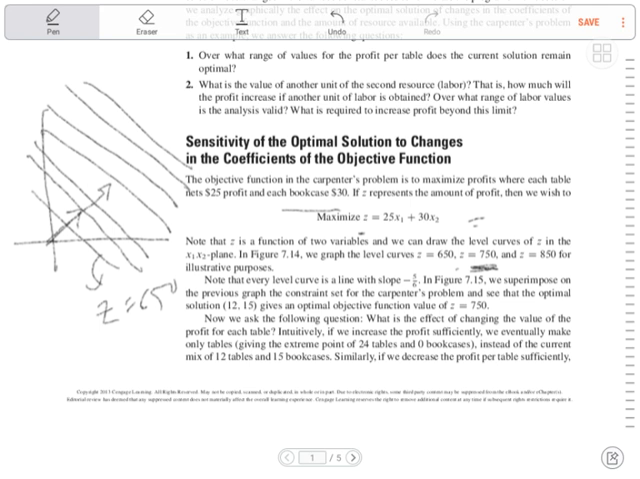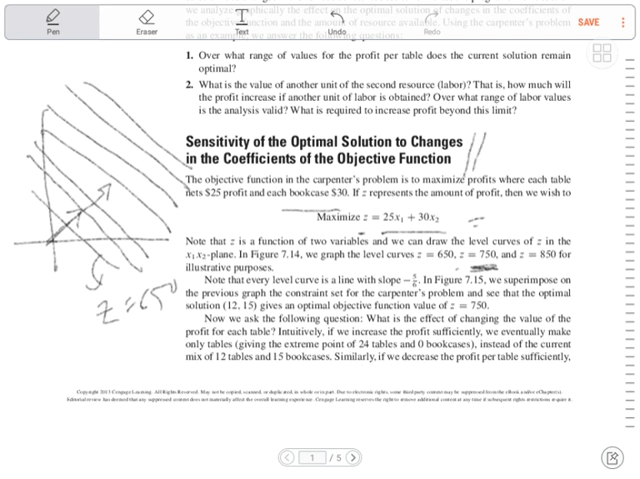So what we are now going to do, first you see, they are considering the slope of this line 25x1 plus 30x2. What is the slope of this line? Minus 5/6. Okay, and what they are doing here, they are asking the question, what is the effect of changing the value of the profit for each table? Okay, so what actually are we studying here?